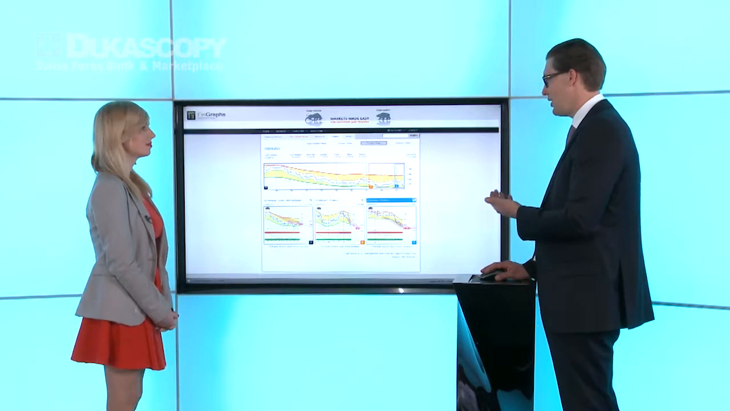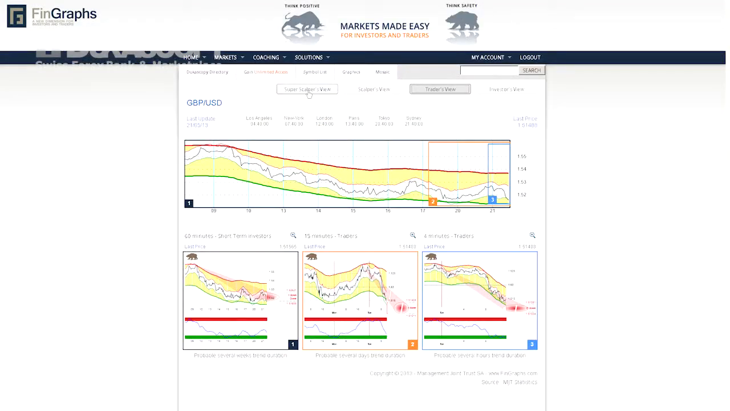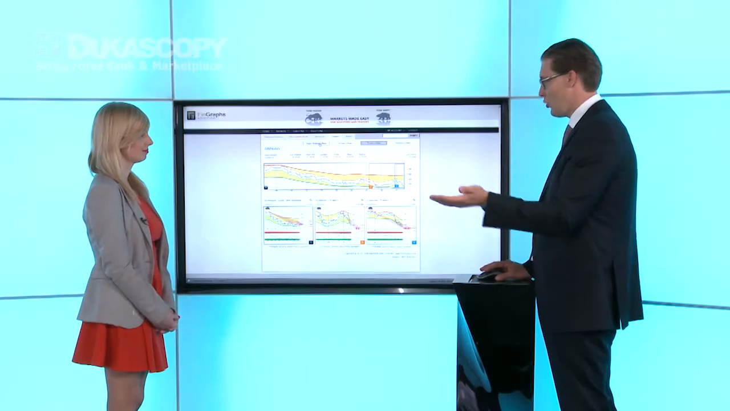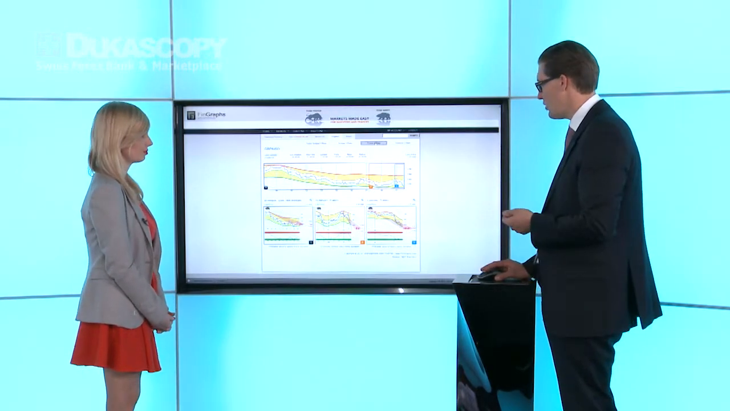Now, as with the euro, we'll go to the short-term view with the trader's view. And the trader's view is 60 minutes, 15 minutes, 4 minutes. We also would have the 60 seconds, 15 seconds, 5 seconds on a super scalper's view on a streaming basis, but that's very short term. So now we're focusing here on the trader's view.